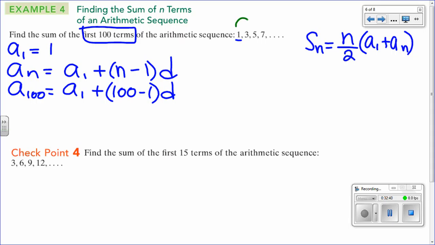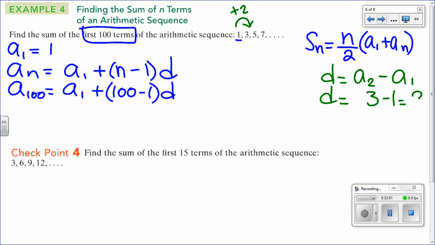So what's happening from 1 to 3? Plus 2. A plus 2. Let's see if it's true. Is 3 plus 2 5? Yes. Is 5 plus 2 7? Yes. So we're right. The difference, you can find it by taking the second term and subtracting the first term. And so that's how we got 3 minus 1, which is 2. You might want to do it one more time just to make sure, like I did. So 5 minus 3 is 2. So just to verify. So now we know the d.